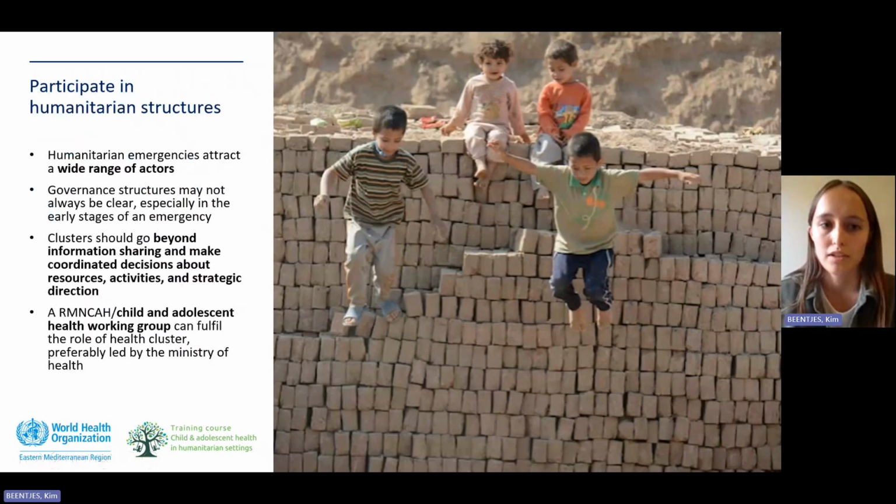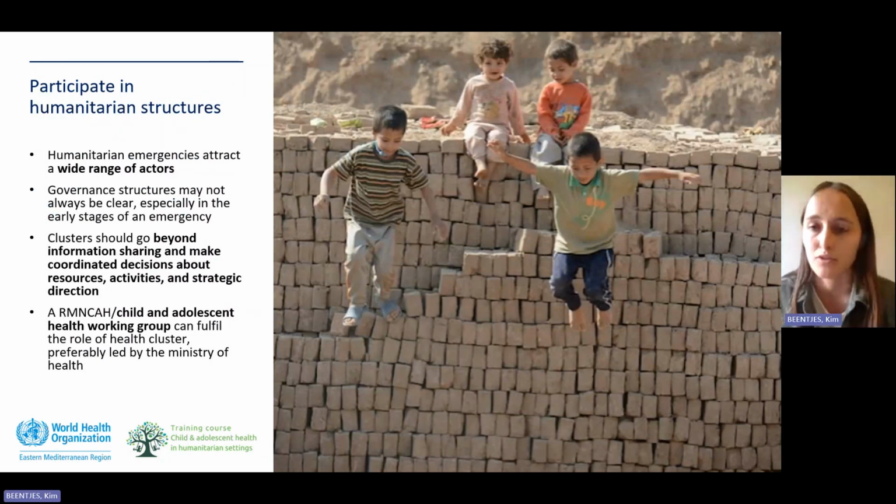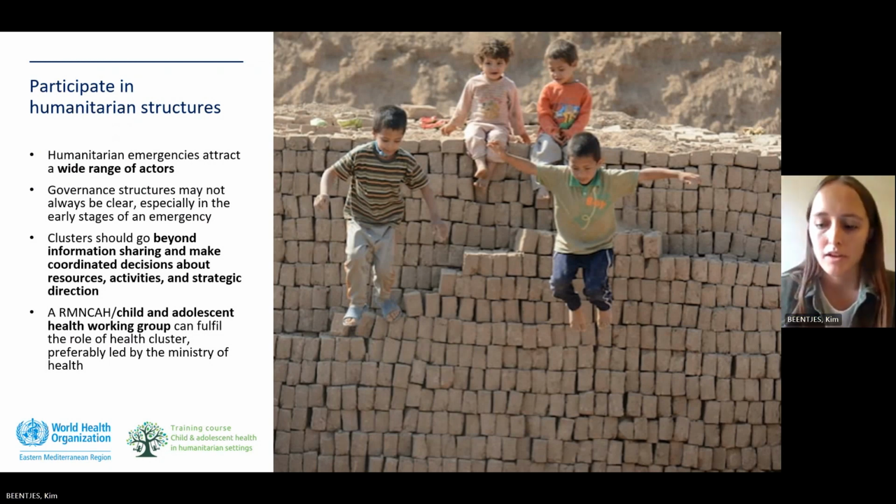Humanitarian emergencies attract a wide range of actors, and governance structures may not always be clear. One of the examples of this is the current conflict in Syria, where the coordination is divided into 4 hubs that are spread over different countries, which makes this a very multi-layered approach. But we will talk about this more in the assignment. We have added a reference to the assignment in which you can read more about this, and we will explore this more.